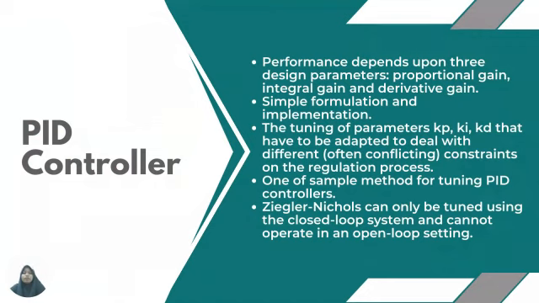The third one is the PID controller. The PID controller performance depends upon 3 design parameters, which is the proportional gain, integral gain, and derivative gain. And it is popular because of the simple formulation and implementation. But one of the major challenges lies with the tuning of parameters Kp, Ki, and Kd that have to be adapted to deal with different, often conflicting constraints on the regulation process. And one sample method for tuning PID controllers is Ziegler-Nichols. It can only be tuned using the closed-loop system and cannot operate in an open-loop setting.